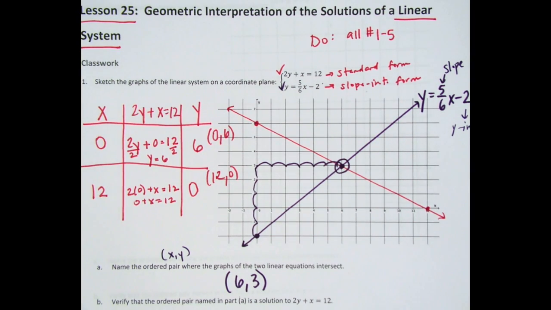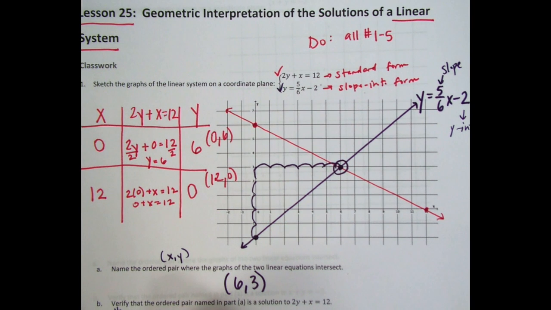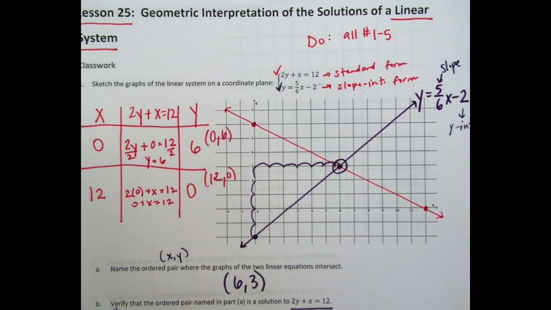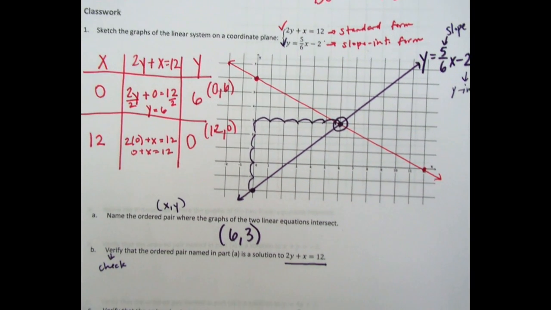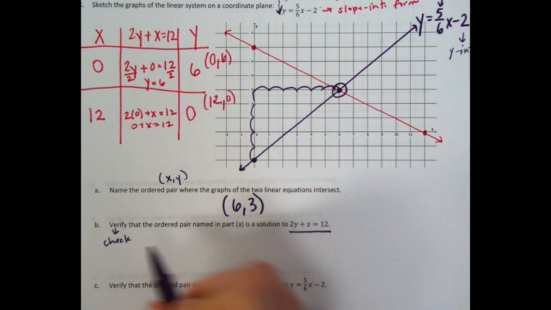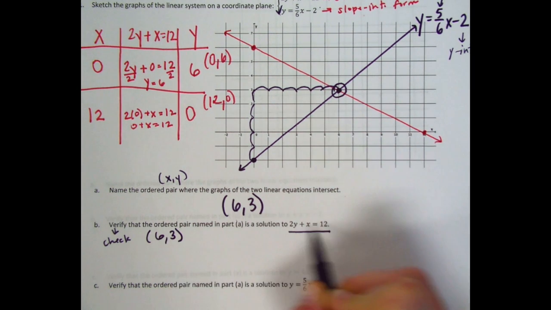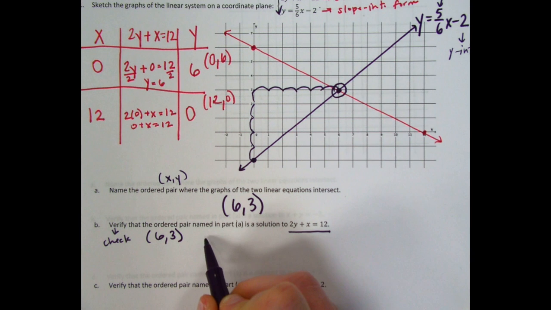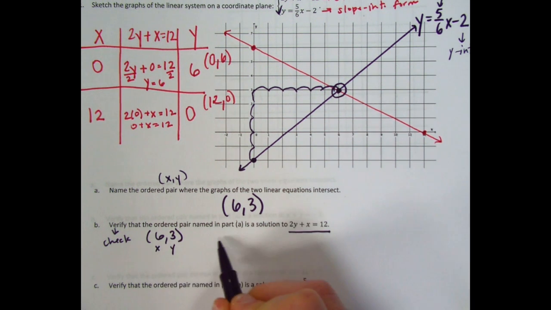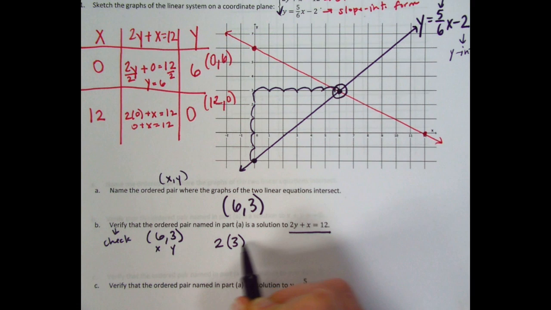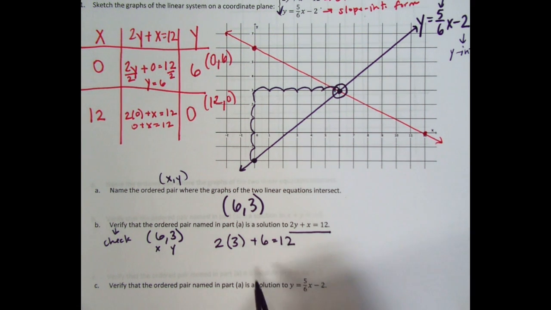Next, verify or check that the ordered pair named in part A, (6, 3), is a solution to this equation. So I'm going to plug in (6, 3) to make sure it's true. This is x, this is y. 2 times 3 plus 6 equals 12. I just plug these x and y values in, and I get 6 plus 6 equals 12, which is true.